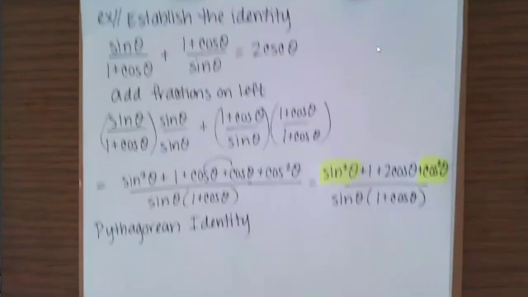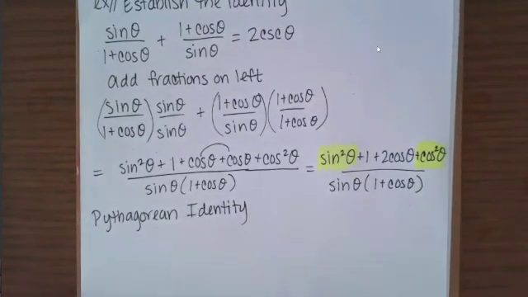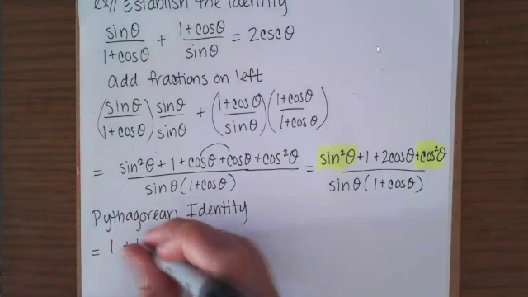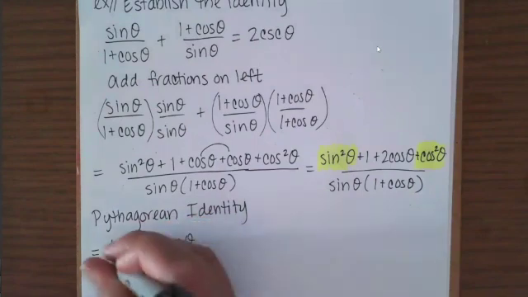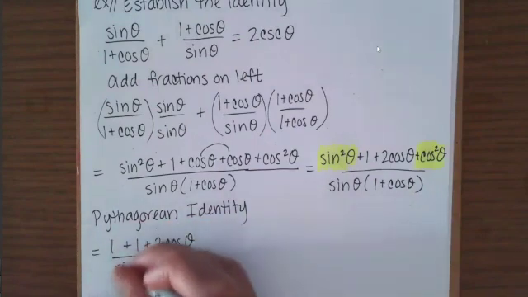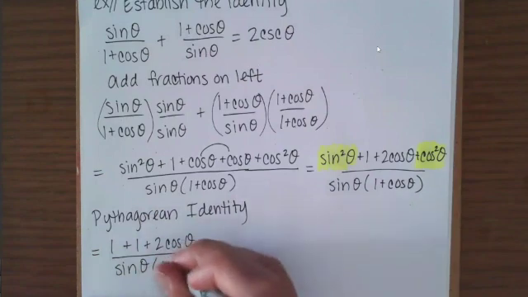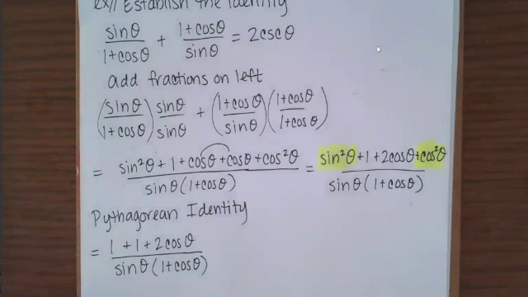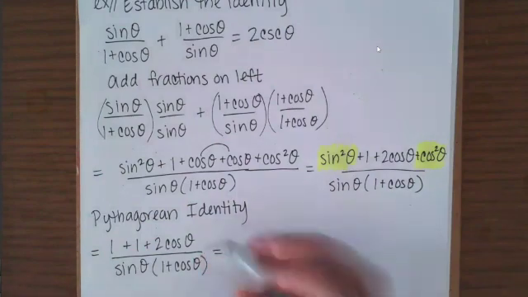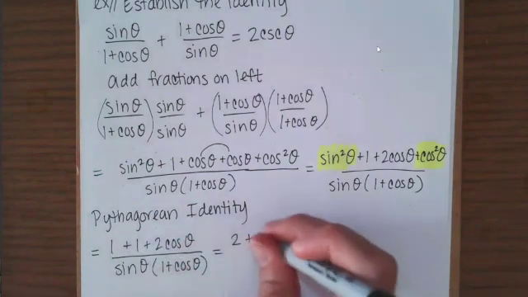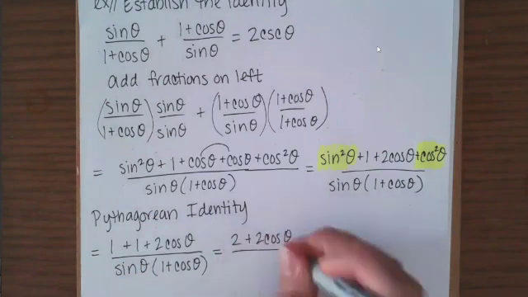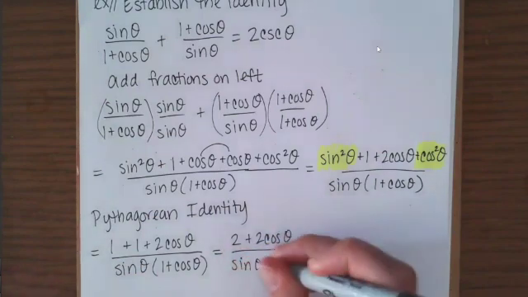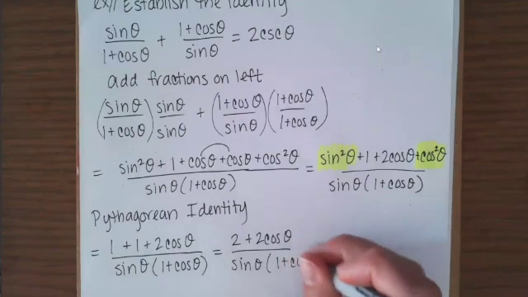Our Pythagorean identity, sine squared plus cosine squared, is equal to 1. So these two things total is equal to 1, and I'm going to put a 1 in there. And I still have plus 1 plus 2 cosine of theta all over sine of theta times 1 plus cosine of theta. Our next step is to simplify. So 1 plus 1 is 2. So I have 2 plus 2 cosine of theta over sine of theta times 1 plus cosine of theta.